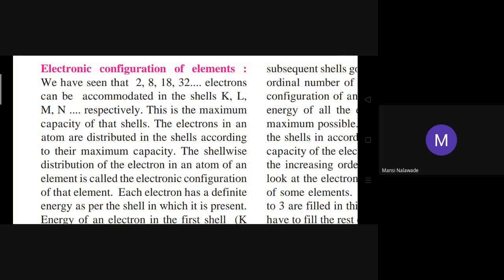The electrons in an atom are distributed in the shells according to their maximum capacity.